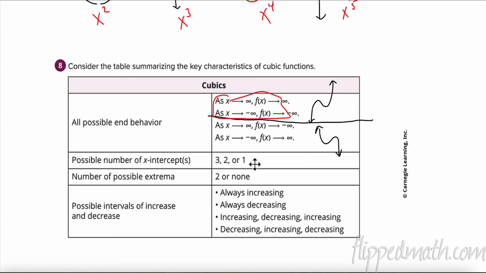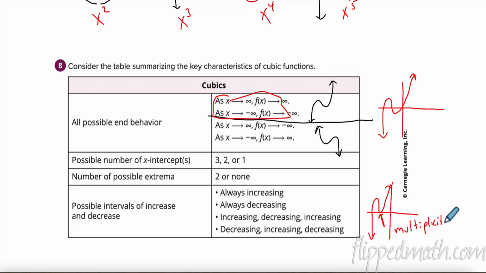So let's talk about the number of intercepts. If it's a cubic, the most we could have is 3. So I could have it look like this, where it hits 3 zeros. 1, 2, 3 zeros. I could have it hit twice, right? I could have it go up like this, and it could kiss down like that. Now this is a very special case, all right? It's called a multiplicity.